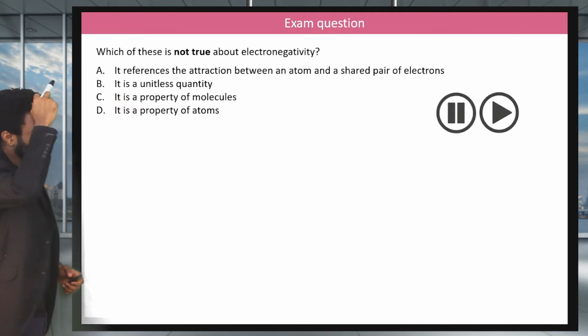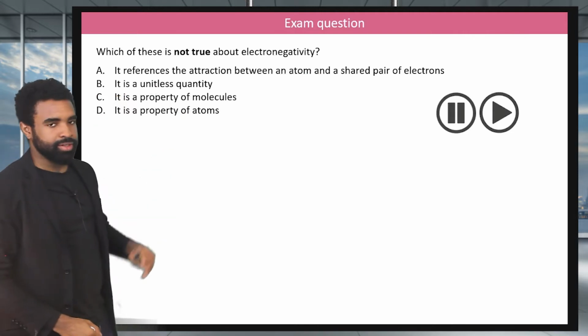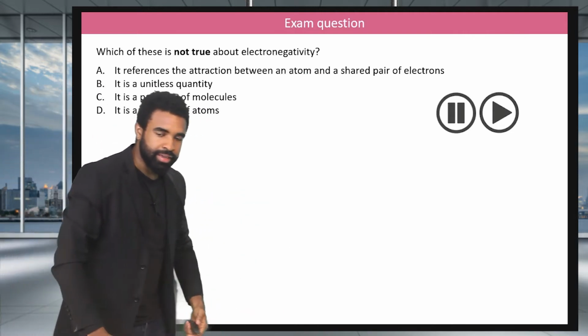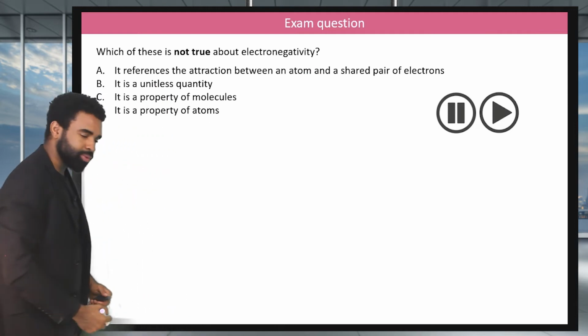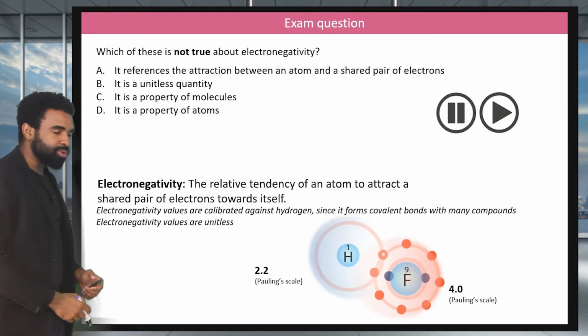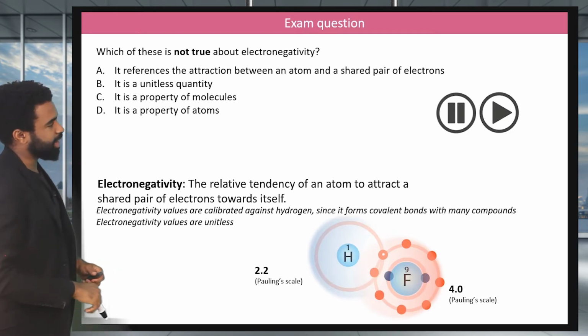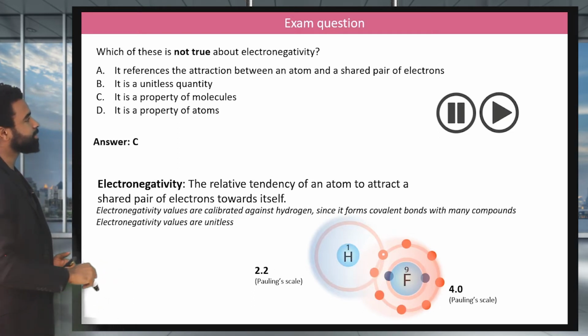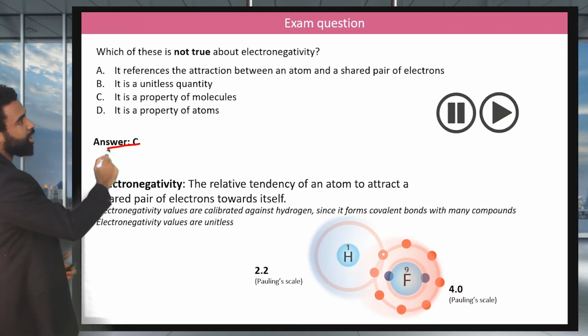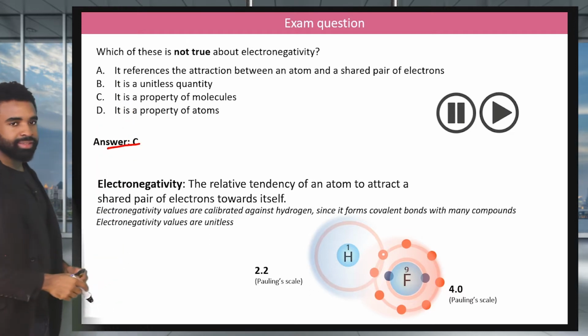Which of these is not true about electronegativity? Again, pause the video, read through the options, think about it. In 2 seconds, I'll show you a clue. Again, pause if you need to. In 2 seconds, I reveal the answer. So C is not true about electronegativity.